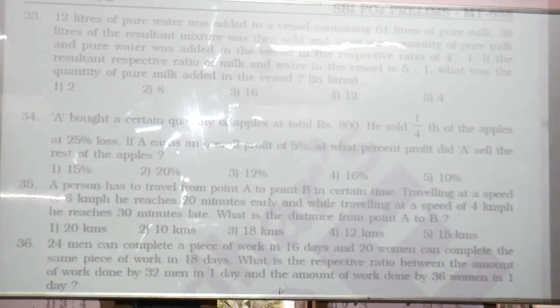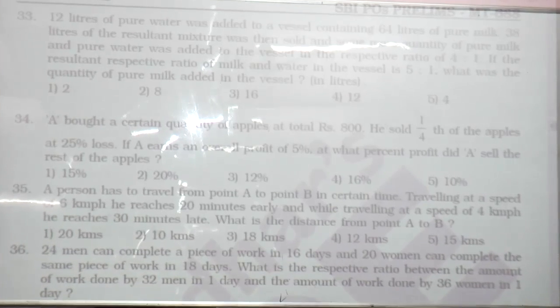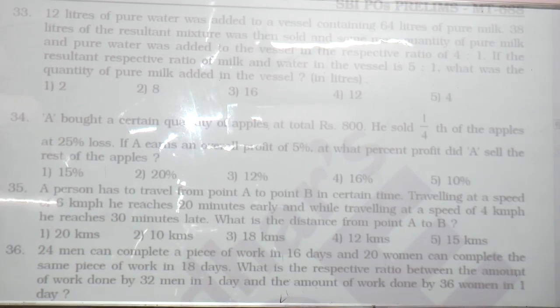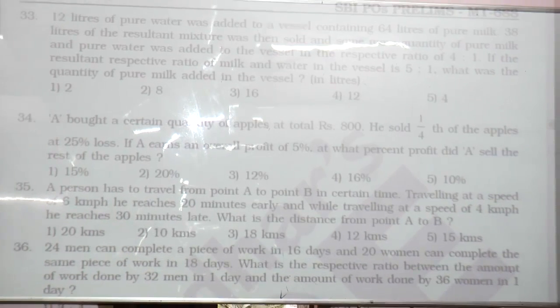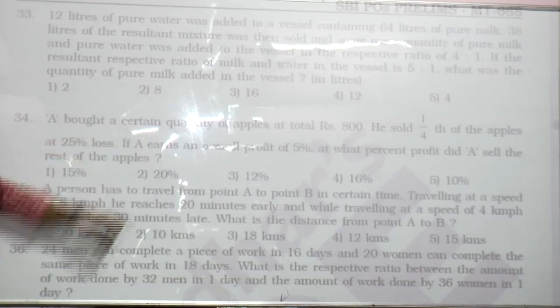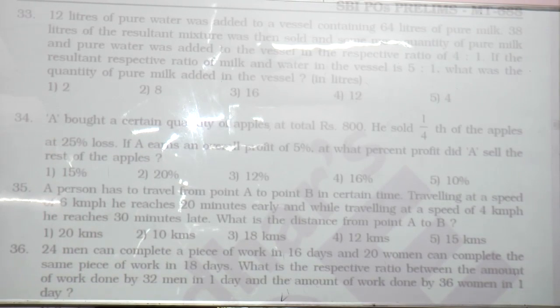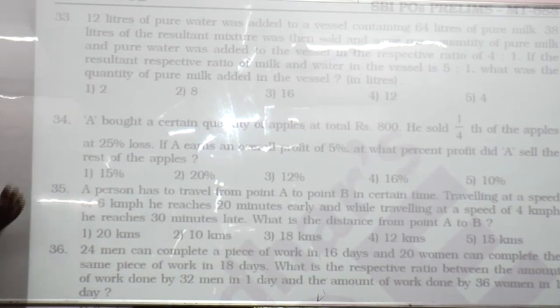34. A bought a certain quantity of apples at the cost of 800 rupees. He sold 1/4 of the apples at a loss of 25%. If A earns an overall profit of 5%, at what percentage of profit did A sell the rest of the apples? So total how many parts do we have? 4 parts, because our denominator is 4. 1/4 is this part. So overall you are expecting a profit of 5%.